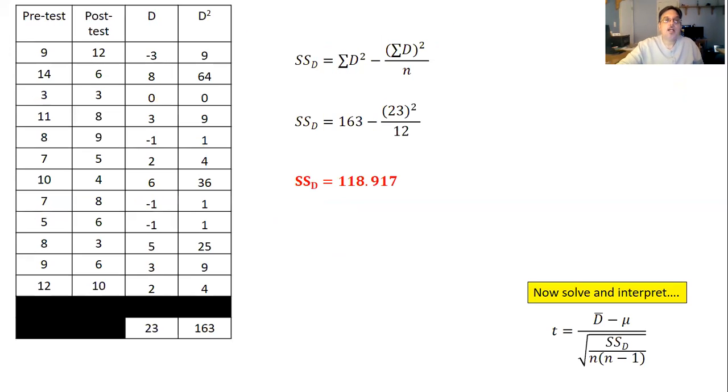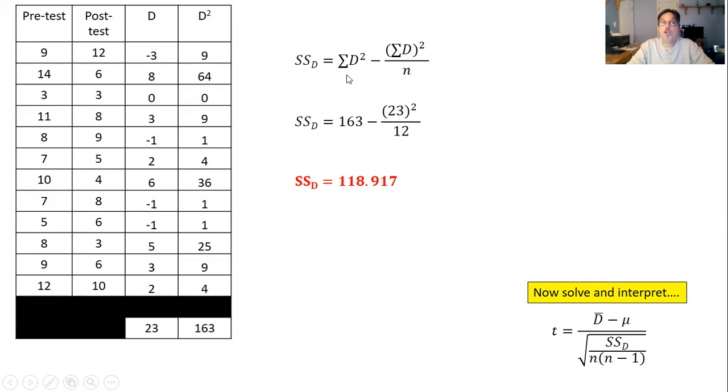All right, so I solved for the D column. And again, we get the positive and negative values and we treat those as adding and subtracting. They are important for this. So when we sum the column up with the pluses and minuses, we get an actual score of 23, and we can take the mean from that, of course. And we get our D squared column, and we get a score of 163 for that.